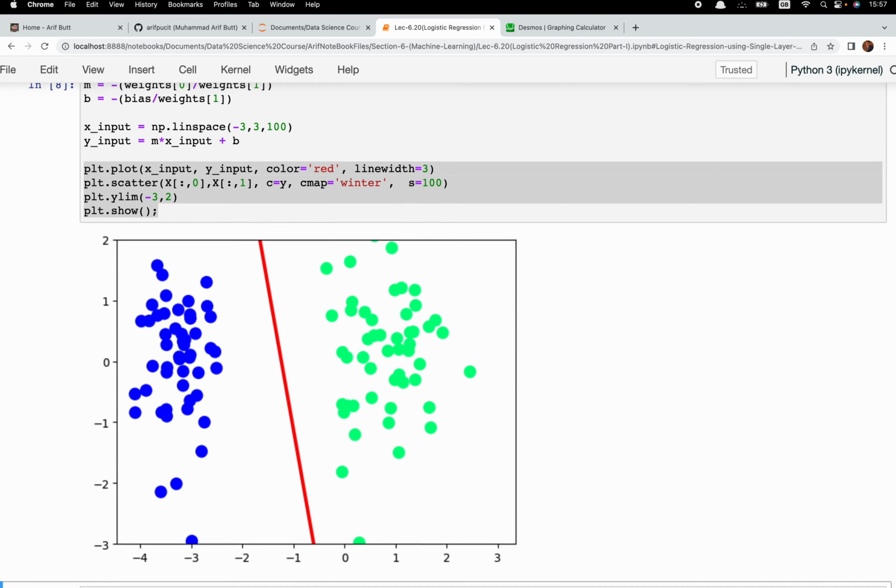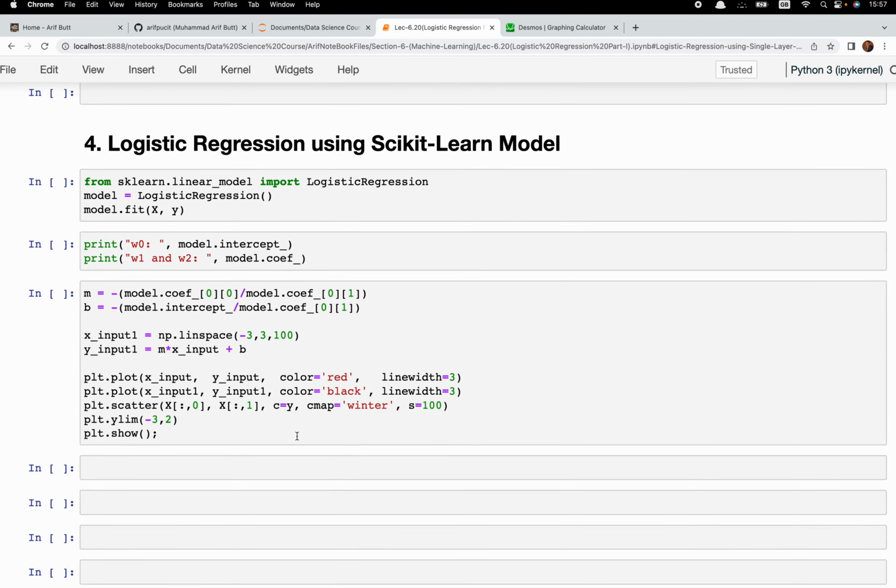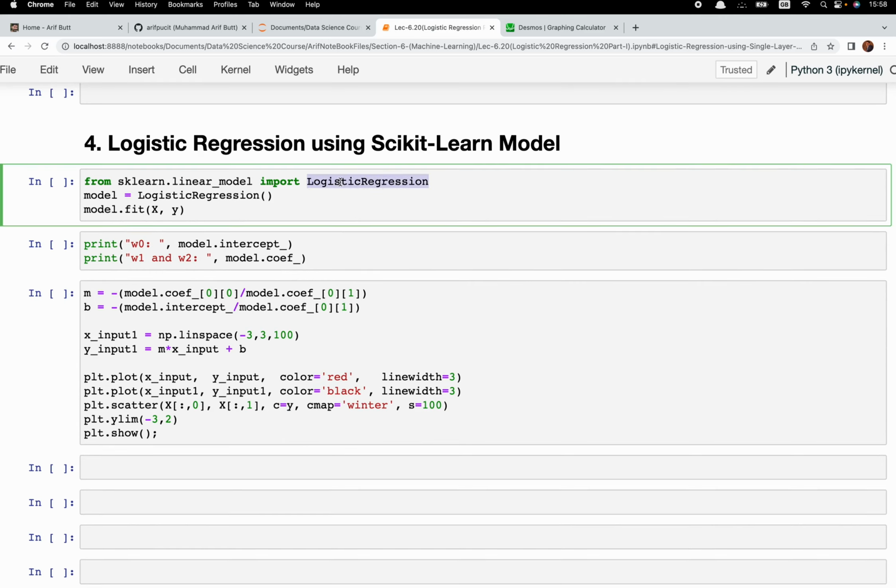My dear students, this is the line that we have drawn that separates the 2 classes using the single layer perceptron and the step function. Seems reasonably good. Okay, now I think it is time that we should use Scikit-Learn's logistic regression model and compare results of our algorithm with logistic regression. Let me just walk you through with this sample piece of code.